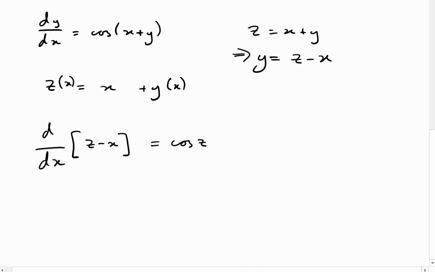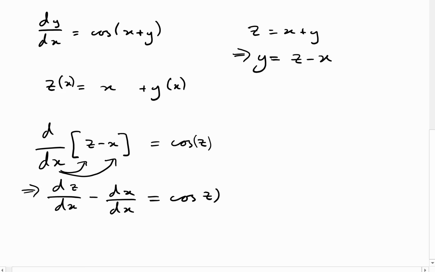Cos z, okay. So what's the derivative? This is just the same as the derivative of z with respect to x. Just multiply this dx through, minus the derivative of x with respect to x is equal to cos z, right? Well, the derivative of z with respect to x is fine. This is just 1, right? Because the derivative of x with respect to x is just 1. If you treat this as a fraction, this just cancels down to 1.